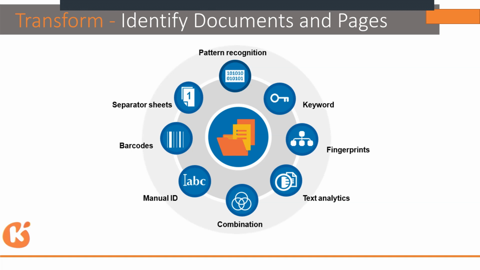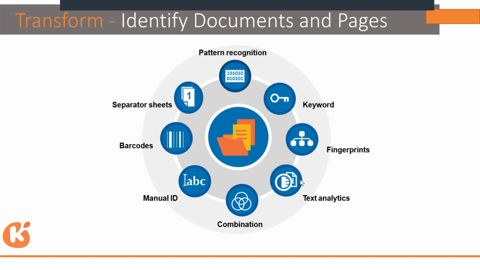Based on the barcodes, Datacap will identify the documents. Coming to pattern recognition, we have already discussed it. Based on the logos and so on, Datacap will identify the document. For the keyword technique, for example, you have a scanned invoice document. An invoice might have the word invoice on the document. Datacap will try to find the word invoice, and based on that, it will treat it as an invoice document. Fingerprints are used for structured documents. If the structure matches, Datacap will identify the documents based on the fingerprints.